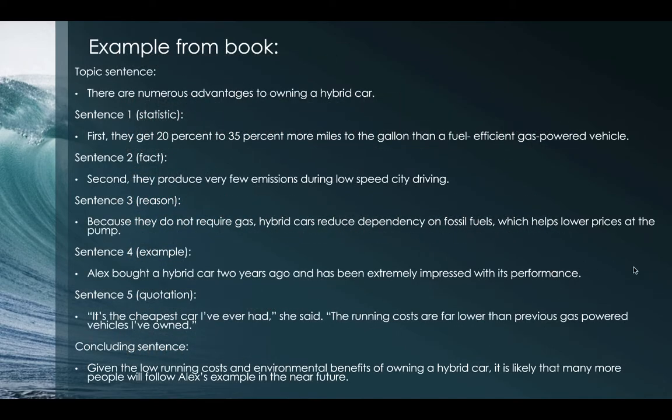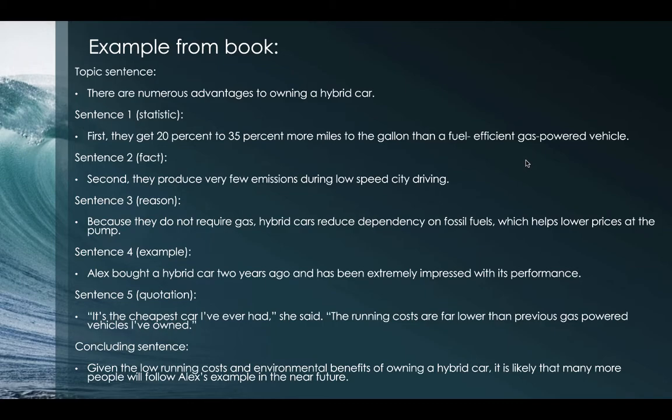So here's some examples from the book. So we got a topic sentence. This is actually just one, this is an actual paragraph we have here. So topic sentence, there are numerous advantages to owning a hybrid car. So we already saw this topic sentence. So the first supporting sentence, we get a statistic. First, they get 20% to 35% more miles to the gallon than a fuel-efficient and gas-powered vehicle.